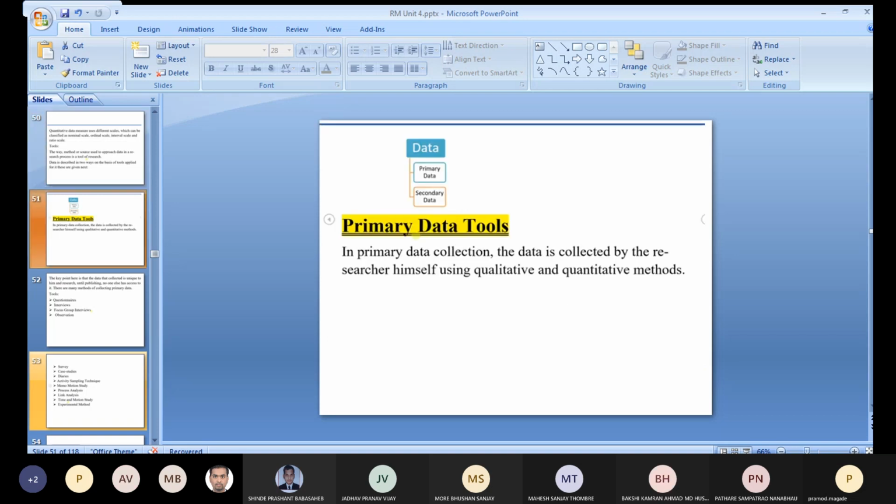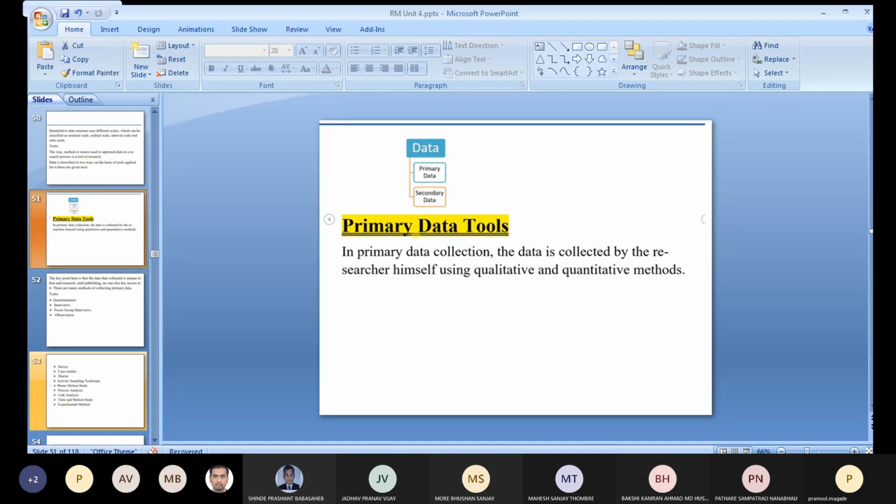Then we'll move toward the basics, that is primary data and secondary data. As I told you, primary means not furnished, raw data. So that will be the primary data. And secondary means we'll have to do something, that will be the secondary data.